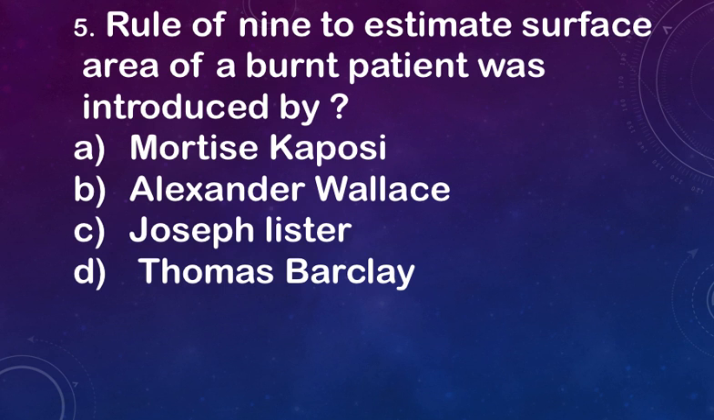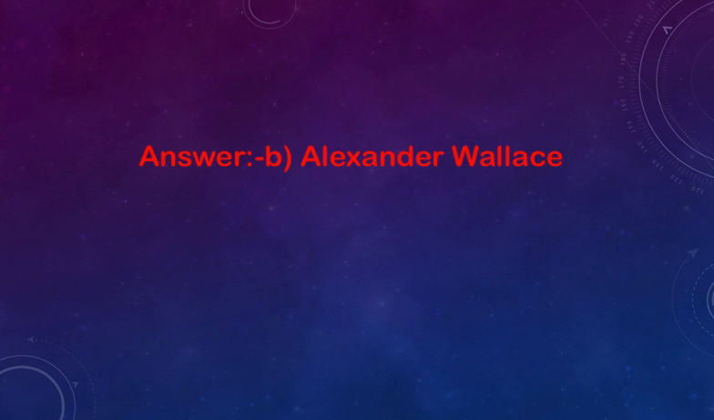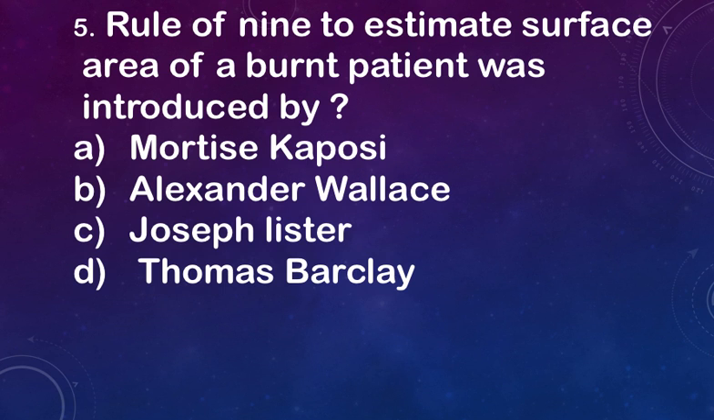Next question, question number 5. The rule of 9 to estimate surface area of a burn patient was introduced by? Option A, Moritz Kaposi, B, Alexander Wallace, C, Joseph Lister, and D, Thomas Barclay. Right answer is B, Alexander Wallace. Alexander Wallace introduced the rule of 9 to estimate the surface area of a burn patient or burn injury.